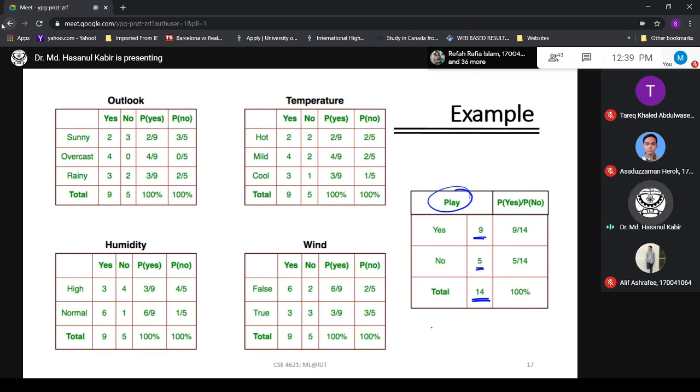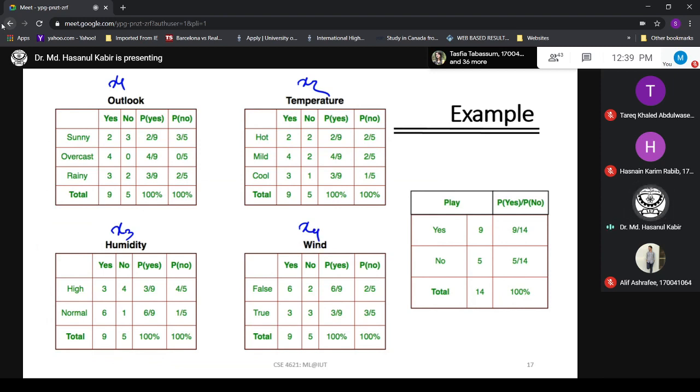So if I ask you, what is the probability that you have played golf? 9 by 14. It's very simple. Out of 14 days, 9 days you have played. So this is the probability that you are going to play golf. And the probability of not playing golf is 5 by 14, right? Now the weather condition is represented by 4 features: x1 is the outlook, x2 is the temperature, x3 is the humidity, and x4 is the wind.